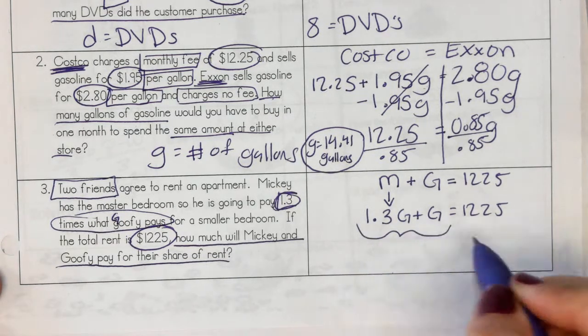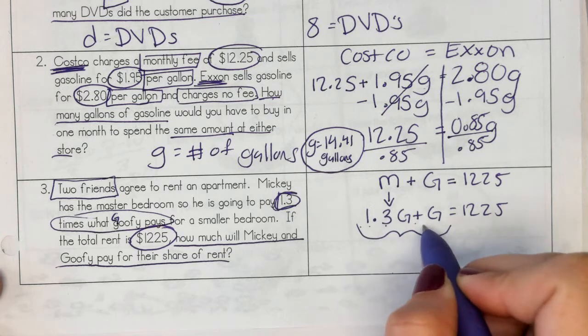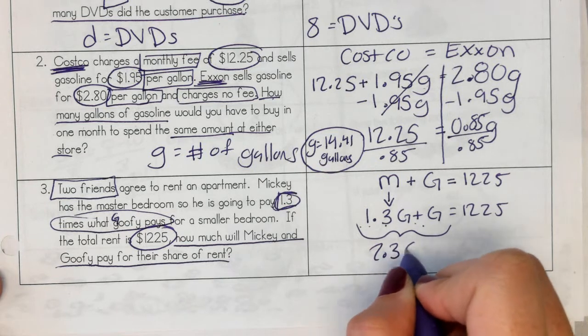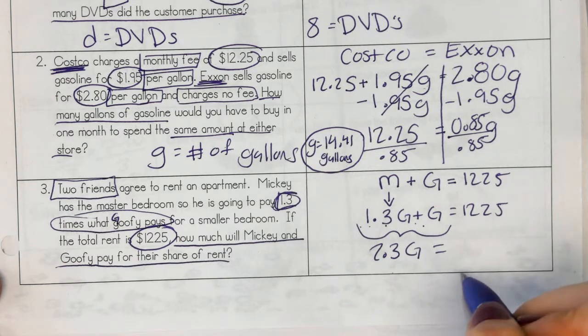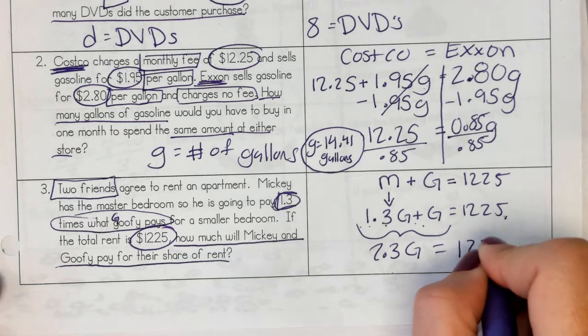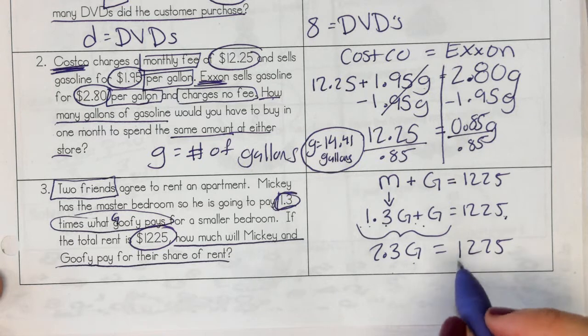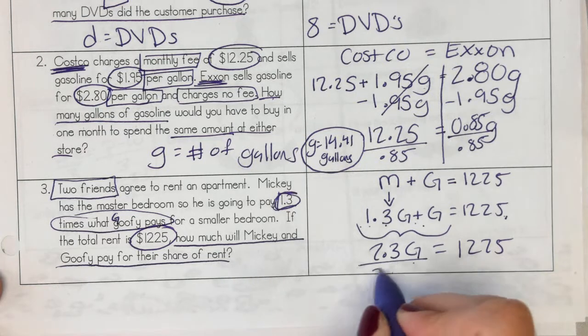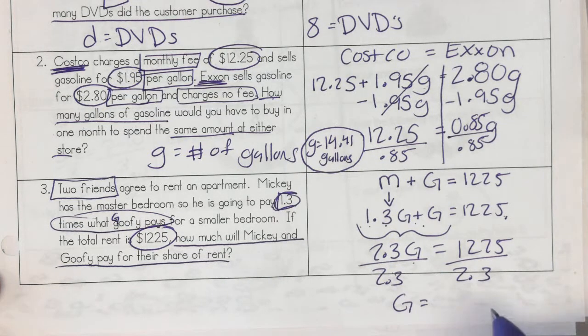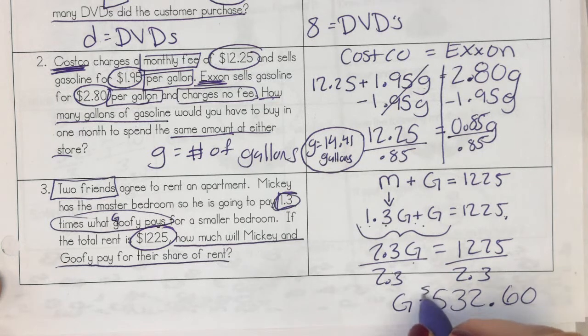How do I combine these like terms? 1.3 plus 1. 2.3G equals? What does it equal? $12.25. And how do I find out what Goofy pays? What's my last step? Divide by 2.3. And what does G equal? 5.32.